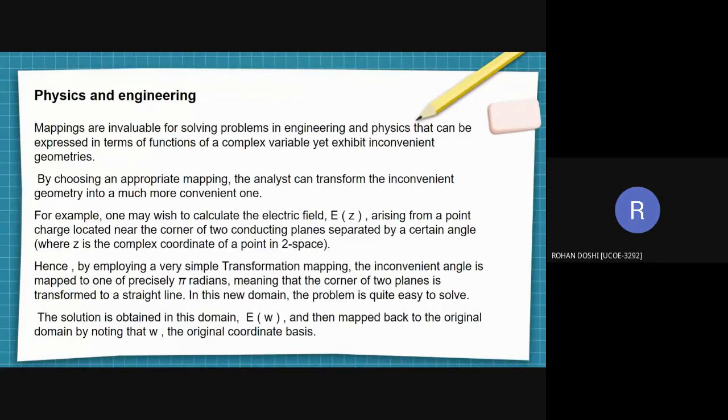The solution is obtained in the domain E of W and then mapped back to the original domain by noting that W is the original coordinate basis.